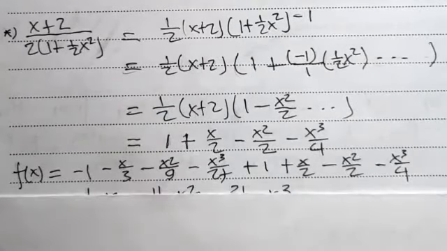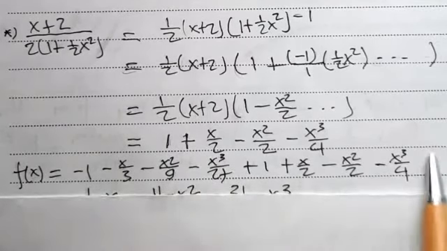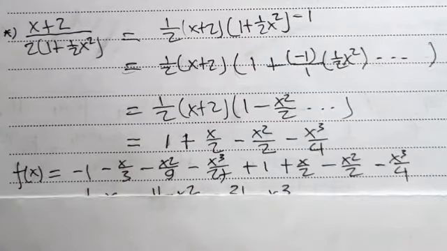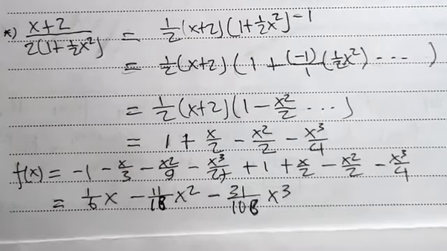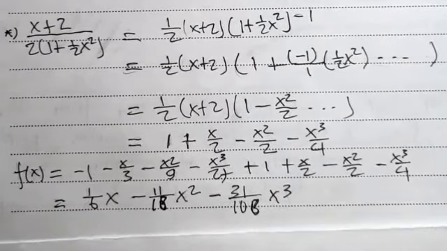Now thus f(x) is the first fraction plus the second fraction, and then after simplification we get the final answer, thus f(x) is 1 over 6x minus 11 over 18x squared minus 31 over 108x cubed. Thus this is the answer for part (ii).